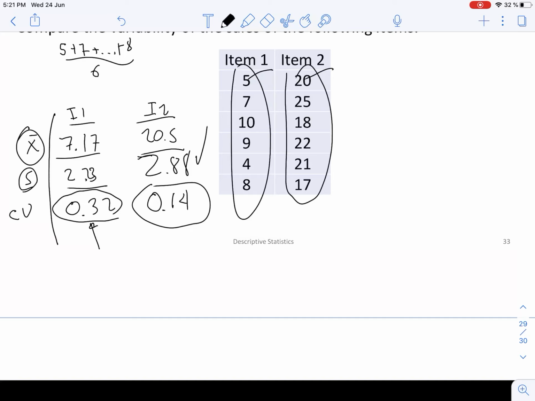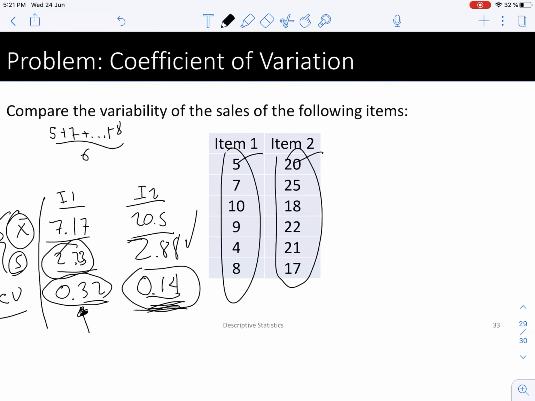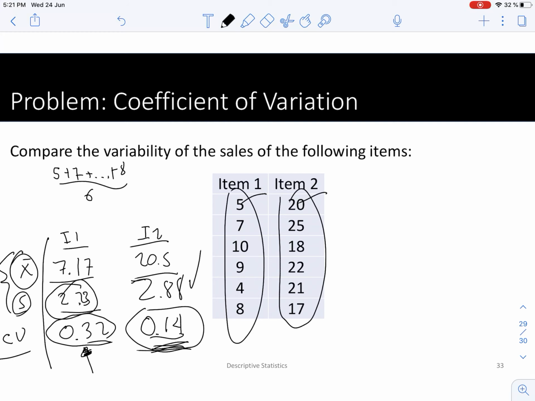So if you notice, the coefficient of variation is higher for item 1 compared to item 2. That means that the variability or the dispersion is higher in the first data set. So even though the standard deviation is lower here, when you compute the CV, which is a relationship between S and x bar, we can notice that the dispersion is way higher, almost twice. It's more than twice the coefficient of variation in item 2. So this is a better metric to compare dispersion in two data sets.